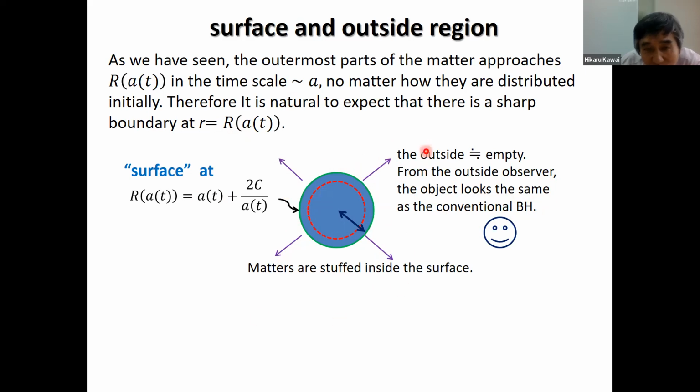So this part is conventional, almost vacuum solution. But we have some surface at capital R. R is, as we have seen, AT plus 2C divided by AT. So this is very close to the Schwarzschild radius. But the surface is a bit outside of the Schwarzschild radius. And inside, the matter is stuffed inside the surface. So this is our picture. I want to see how they are connected.